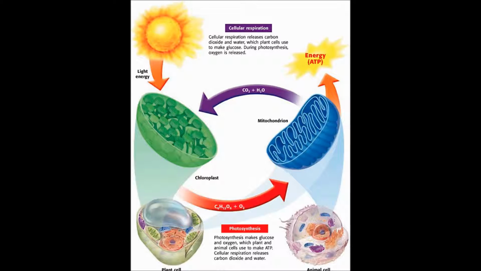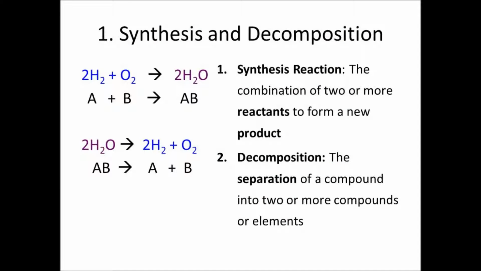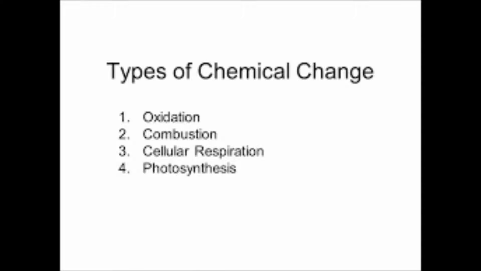Cellular respiration is a reversible chemical reaction because the products are the reactants for photosynthesis, and the products for photosynthesis are the reactants of cellular respiration. Cellular respiration is both a synthesis and a decomposition reaction. It decomposes glucose and synthesizes ATP. Cellular respiration is a chemical change because molecules are broken and rearranged.